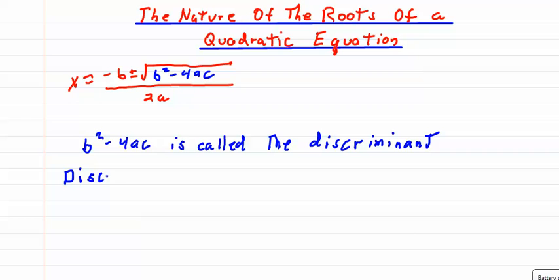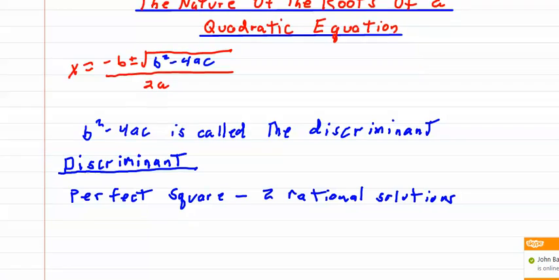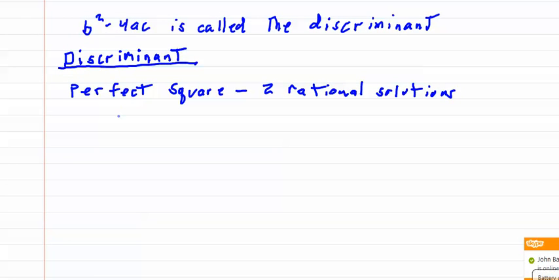We have the discriminant. If it's a perfect square, like we have been doing in all our problems, we have two rational solutions. Like I said, all the problems that we have done so far this quarter have had two rational solutions. If the discriminant is 0, there's one rational solution.